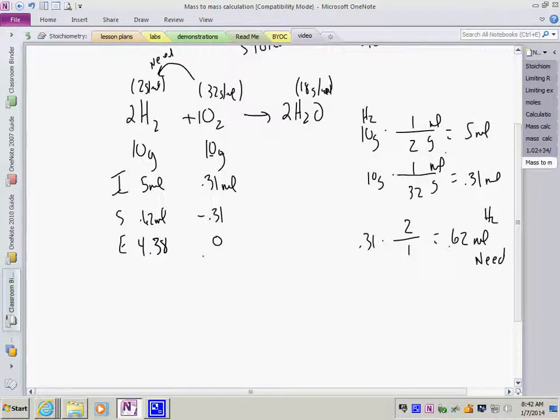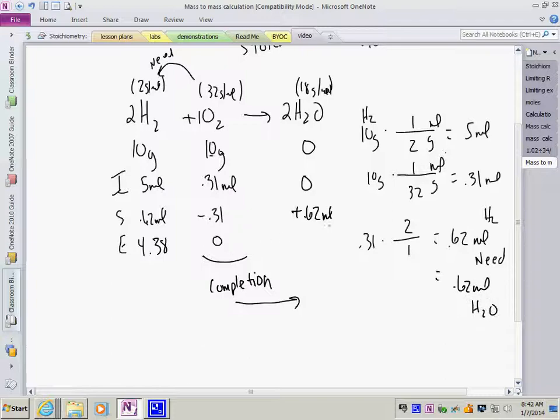This essentially means this has gone to completion, meaning that we have swung all the way to products until one of our reactants has run out. I didn't have any of this to begin with, and you should note that this will be 0 moles to begin with, and then I will gain 0.62 moles, 1:2 ratio. You'd want to show your work here. Also equals 0.62 moles of H2O.